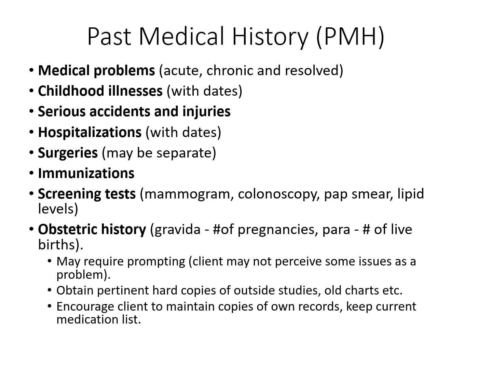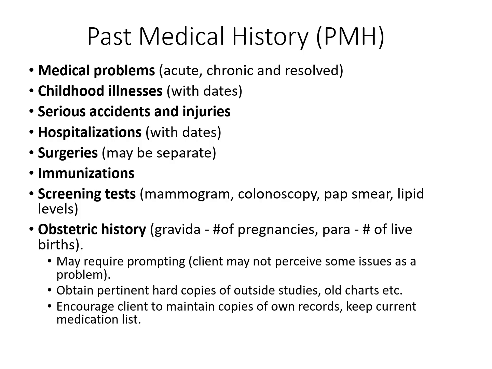Surgeries are also essential to document. Even procedures from many years ago can have ongoing implications like scar tissue, altered anatomy, or anesthesia complications. We're also going to assess their immunization status, which supports primary prevention and provides insight into their risk factors. For adults, we include screening tests such as mammograms, colonoscopies, pap smears, or lipid panels, and this ties into secondary prevention, which is identifying disease early.